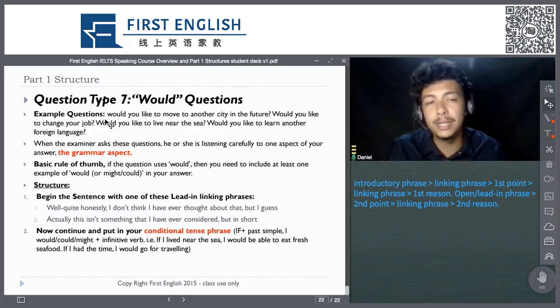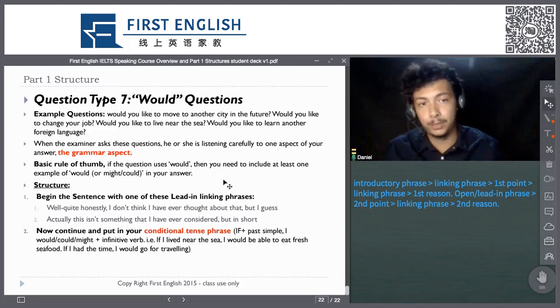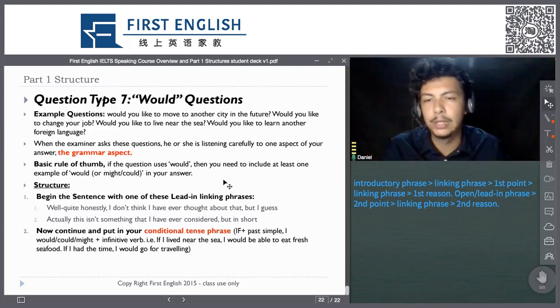They're looking at one particular aspect when asking would type questions, and that is grammar, the aspect of grammar in your response, in your answer. So the basic rule of thumb is that when a question uses would, you're going to need to include at least one example of would or might, prospecting the future tense in your answer.